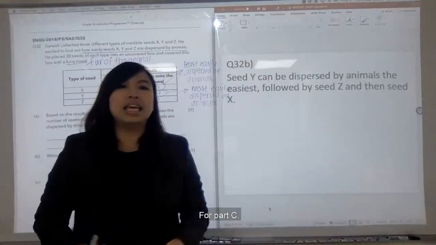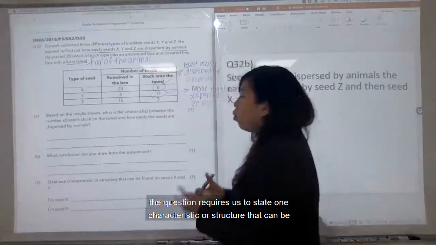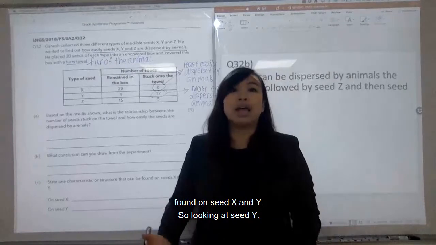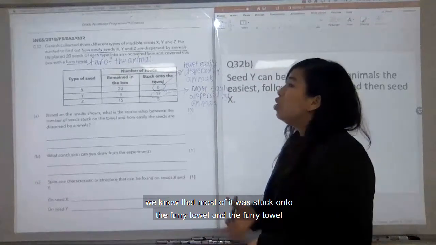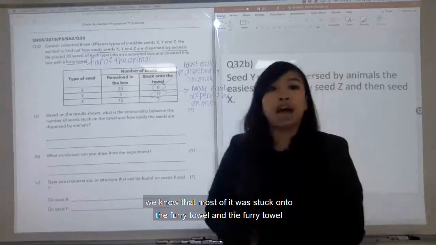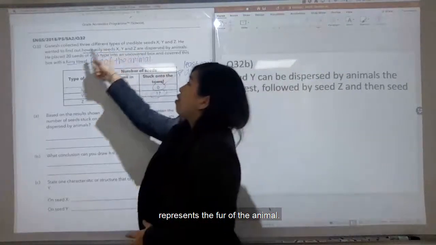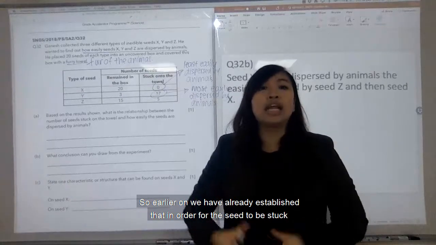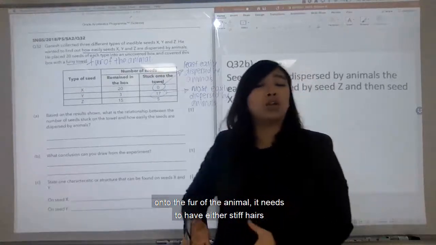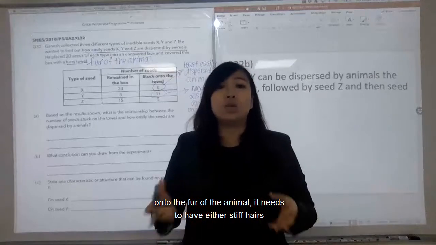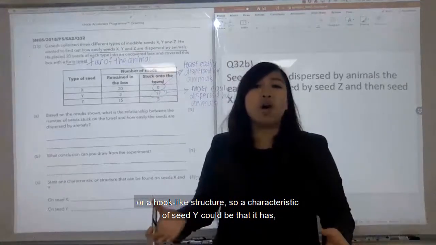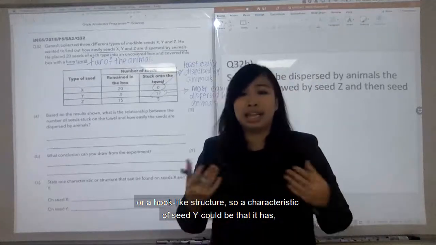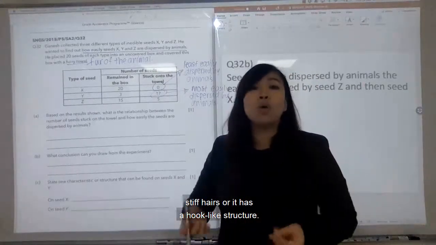For part C, the question requires us to state one characteristic or structure that can be found on seed X and Y. So looking at seed Y, we know that most of it was stuck onto the furry towel, and the furry towel represents the fur of the animal. So earlier on, we have already established that in order for the seed to be stuck onto the fur of the animal, it needs to have either stiff hairs or a hook-like structure. So a characteristic of seed Y could be that it has stiff hairs or it has a hook-like structure.